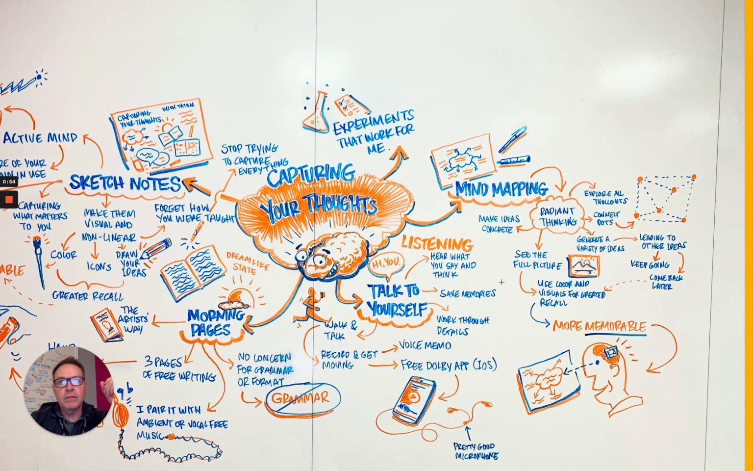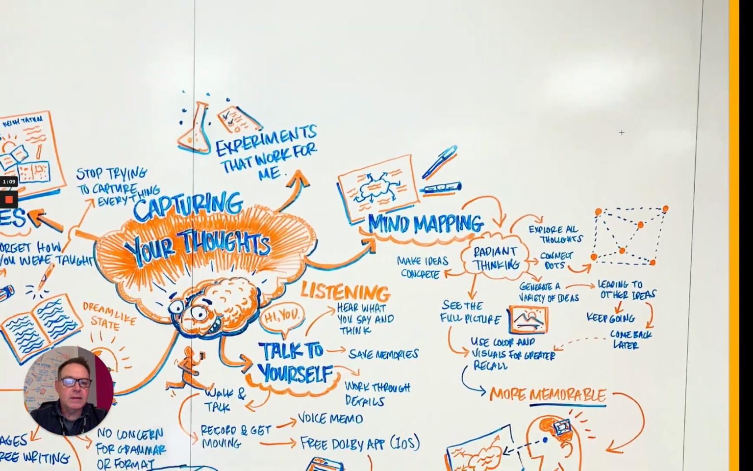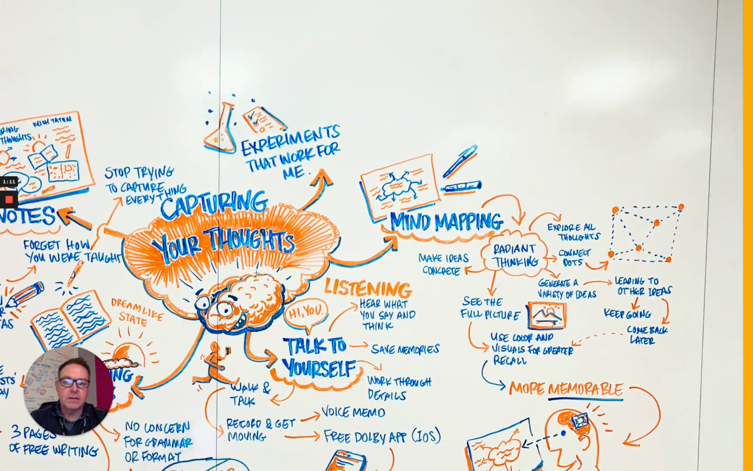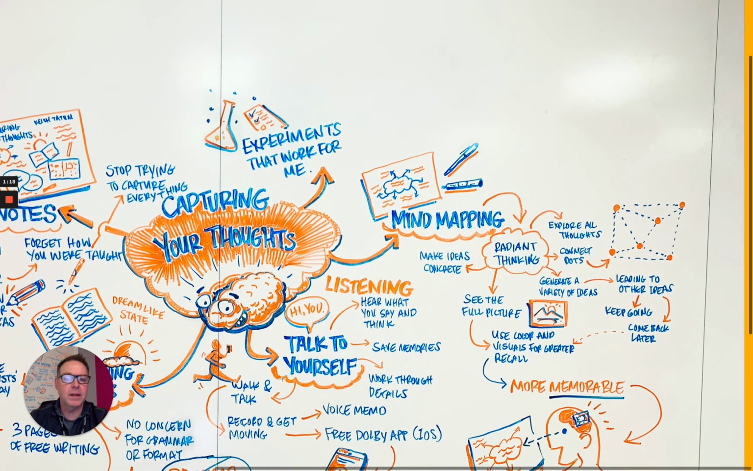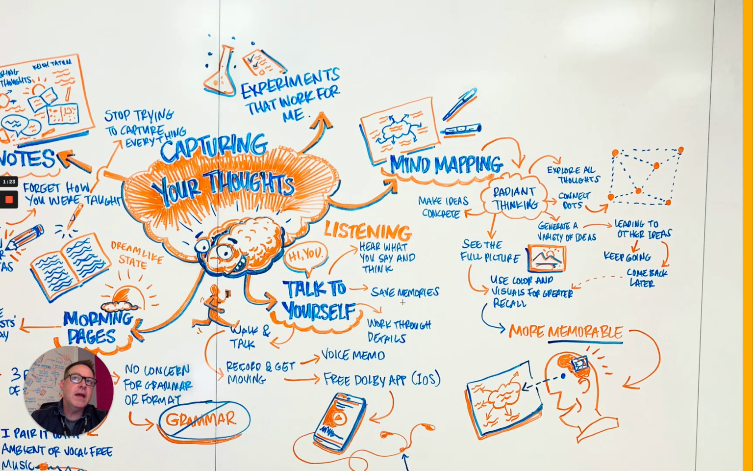So I have the ability to create a mind map around a central topic. What you're looking at right now is a great visual mind map example, something that I did on the whiteboard this morning before classes started. And you start with this central topic. In this example, I've done capturing your thoughts, and all the ideas that radiate from that central topic have been captured in my mind map. So you're using radiant thinking, and it's a great way for you to be able to see the full picture.